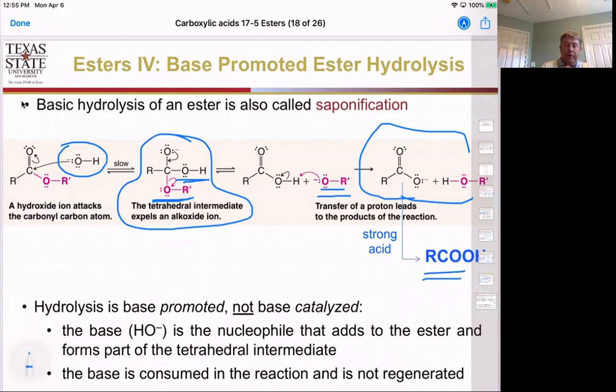Again, this is hydroxide promoted, not catalyzed, because we have to add a single hydroxide for every single molecule we need to react. It is an actual reaction. It is basic hydrolysis, not catalysis. So you need at least one equivalent, sometimes two equivalents, to get these reactions to go to completion.